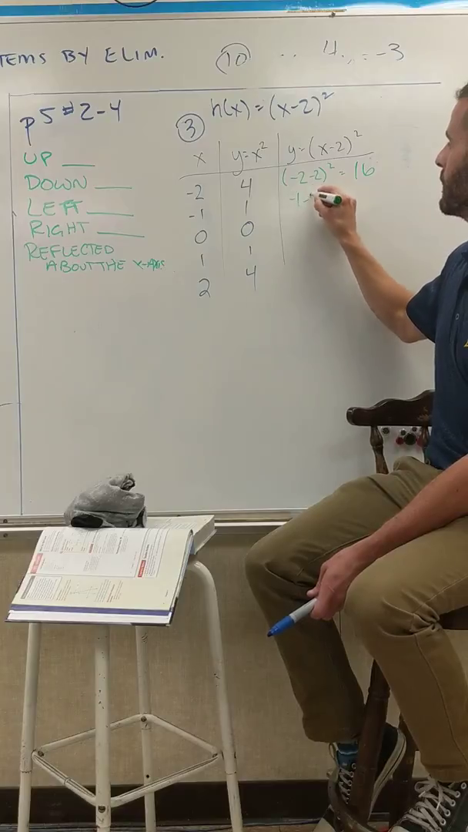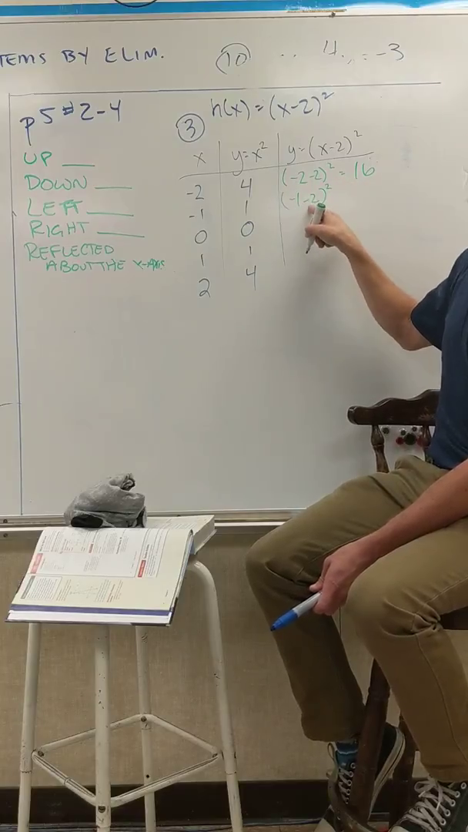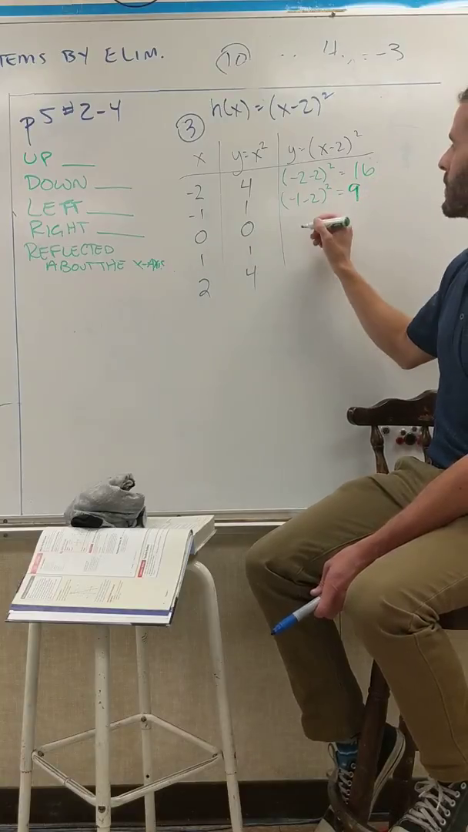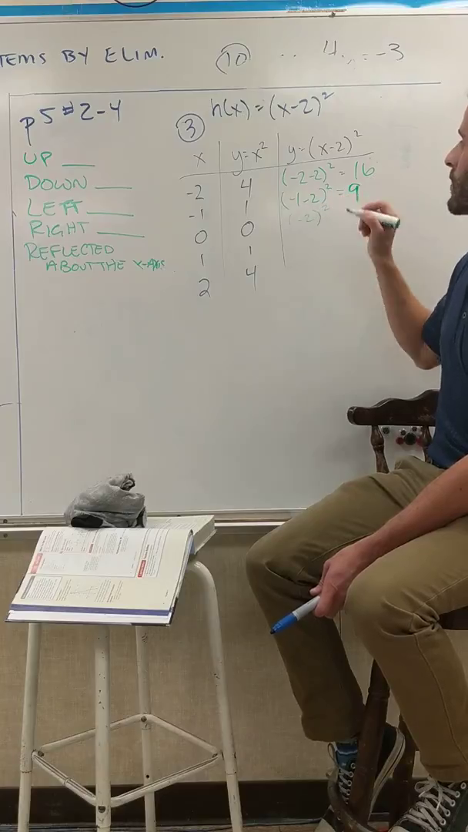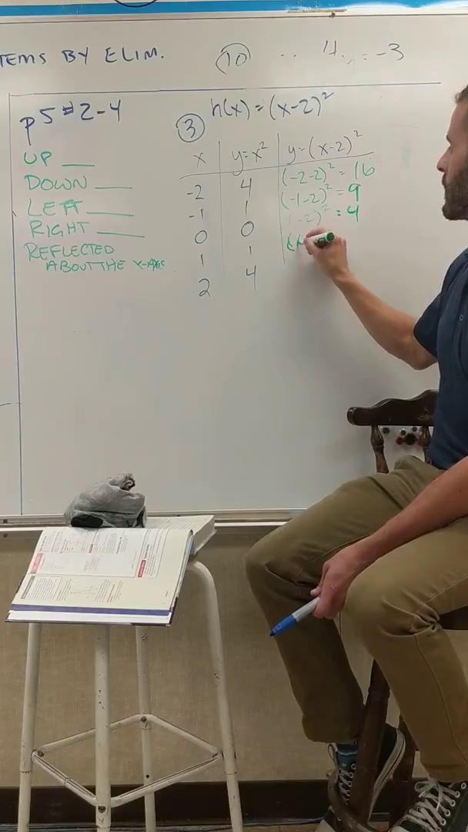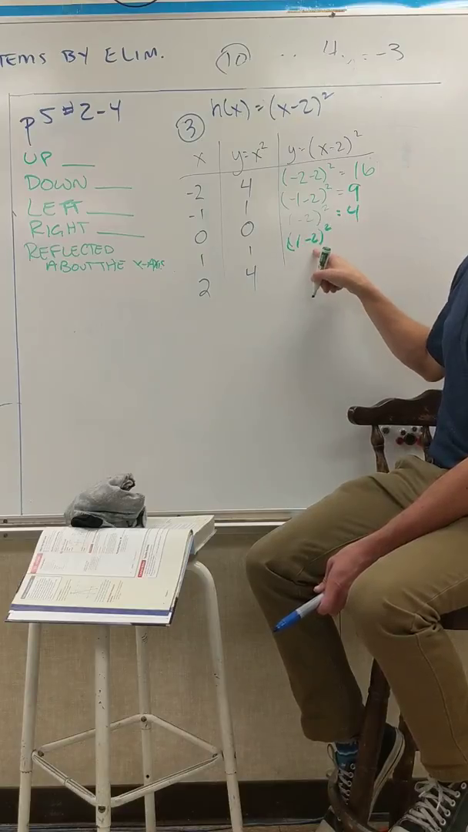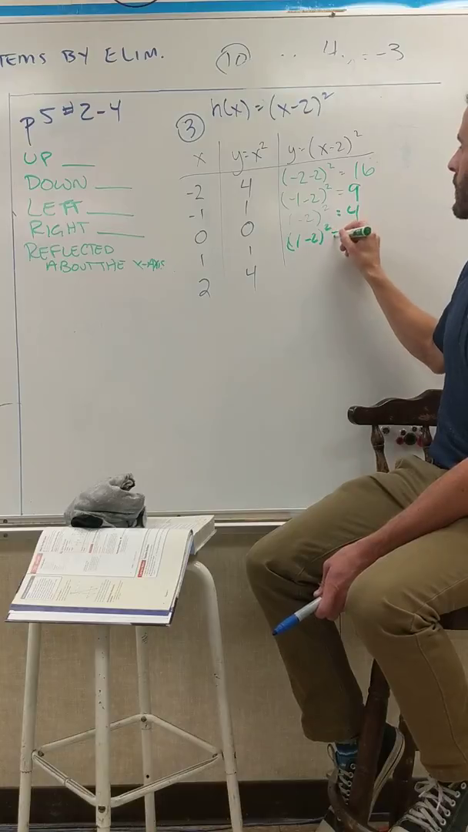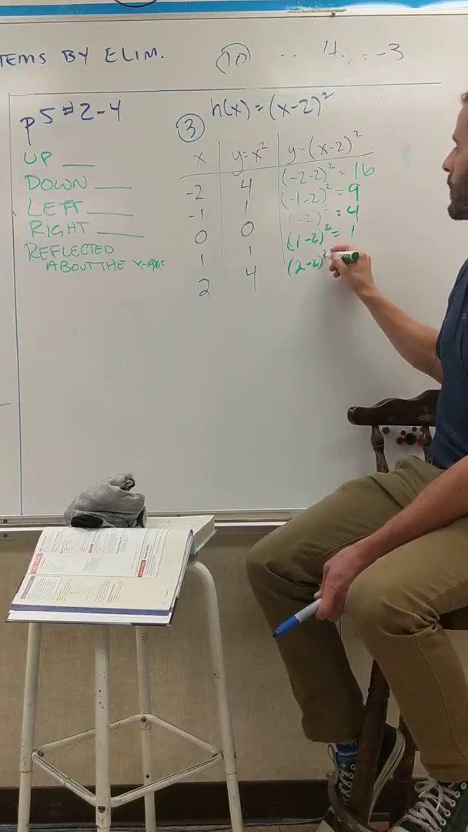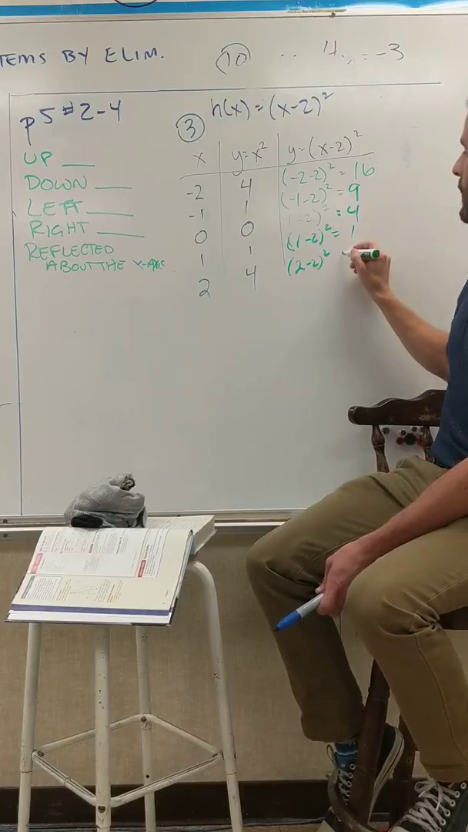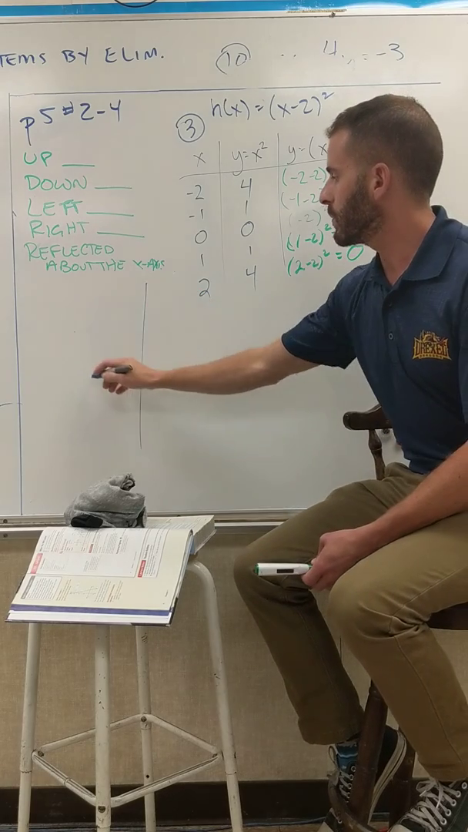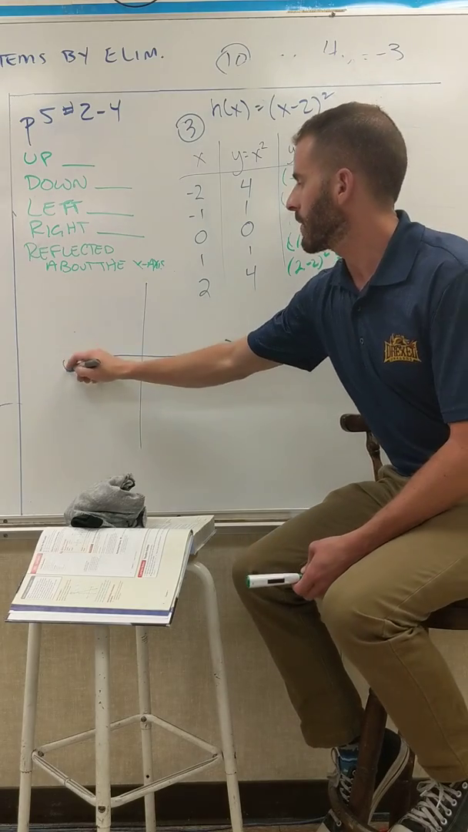Plug in -1 for x. -1 minus 2 is -3. -3 squared is 9. Plug in 0 for x. 0 minus 2 is -2. -2 squared is 4. Plug in 1. 1 minus 2 is -1. -1 squared is 1. Finally, plug in 2. 2 minus 2 is 0. 0 squared is 0. And now I have 2 parabolas that I can draw.